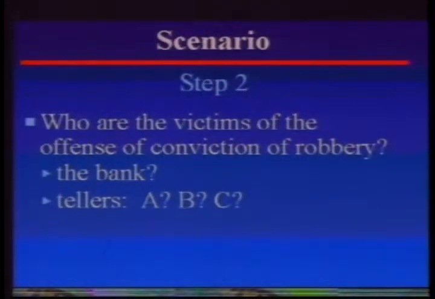How about tellers A, B, and C? Are the tellers going to be considered? And let's take them one at a time, at least initially. Are the tellers going to be victims of this offense of conviction? Anyone else want to take a stab at it out there?